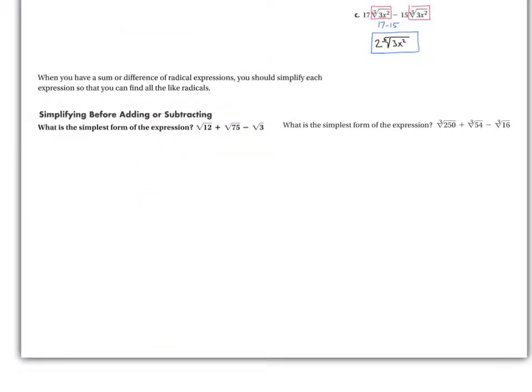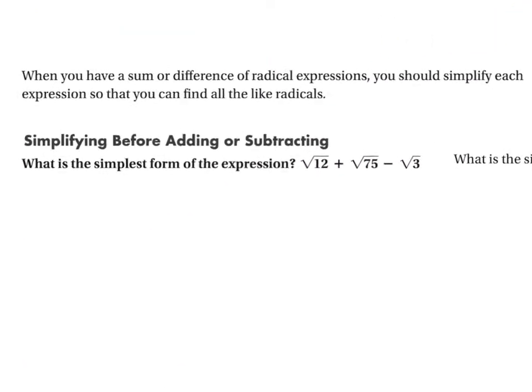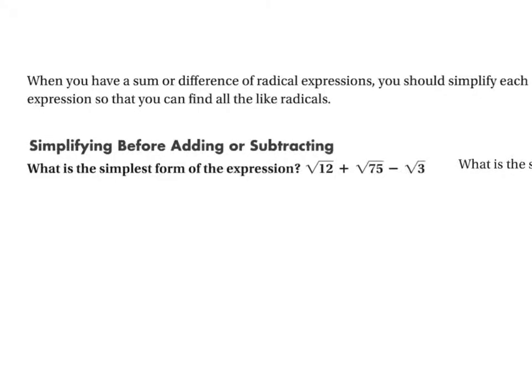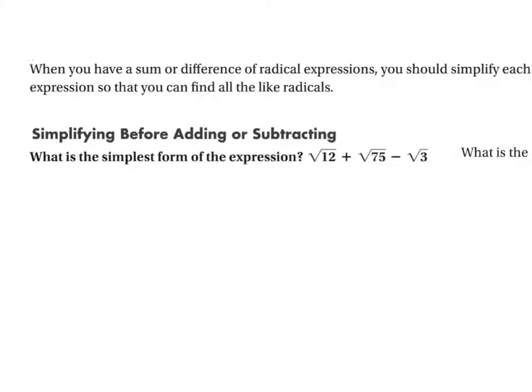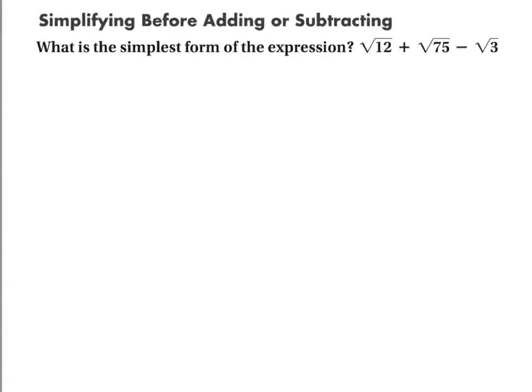Okay, so taking a look at the bottom of your notes here. Sometimes when we are adding or subtracting radical expressions, we need to simplify the expressions first. For example, here, I have the square root of 12 plus the square root of 75 minus the square root of 3. Those are not like radicals, the way they're written now.